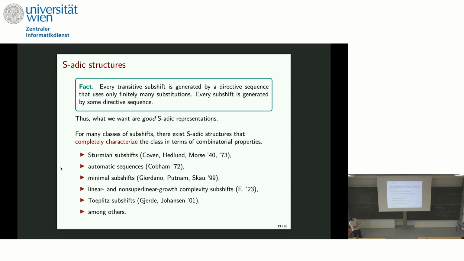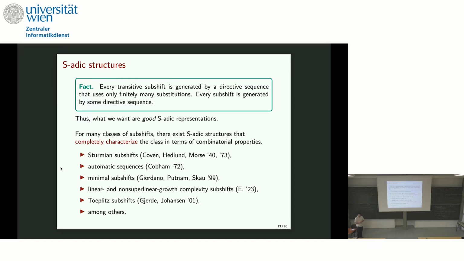Moreover, every subshift is generated by some directive sequence. So in general, any symbolic system is generated by a directive sequence. The thing is that in general, what we want is to have a good S-adic representation, a good directive sequence generating the subshift that we want to study, in such a way that the combinatorial properties of the directive sequence encode in some efficient way the dynamical properties that define the subshift.